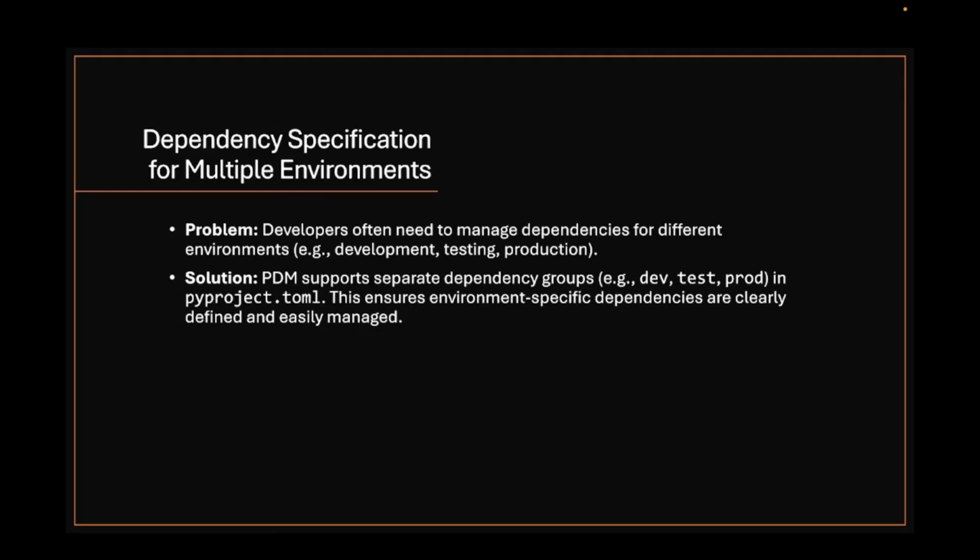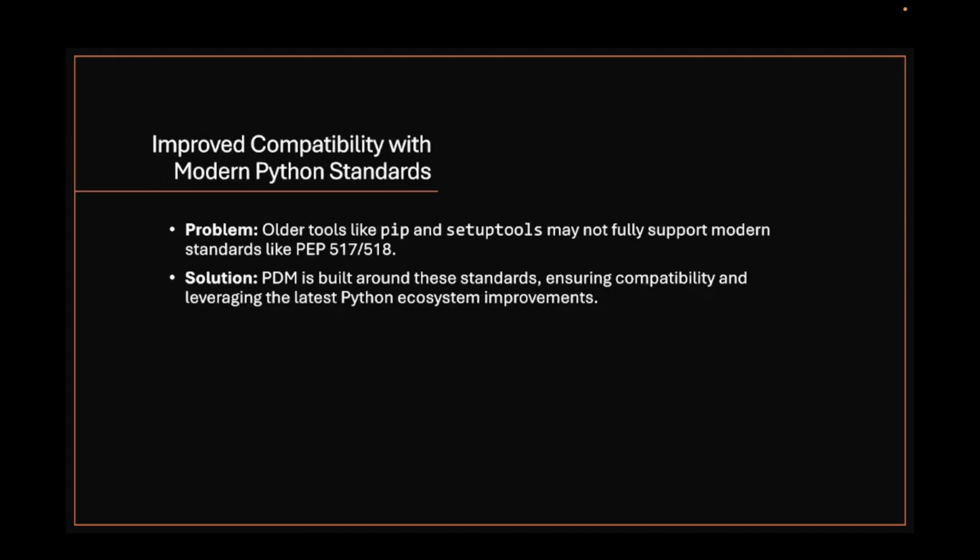In terms of dependency specification for multiple environments, developers often need to manage dependencies for different environments. For example, you will need dependencies only for development, only for your testing environment, and obviously dependencies for your production environment. So PDM supports separate dependency groups, dev, test, and prod, in this pyproject.toml file. And this ensures environment-specific dependencies that are clearly defined and easily managed.